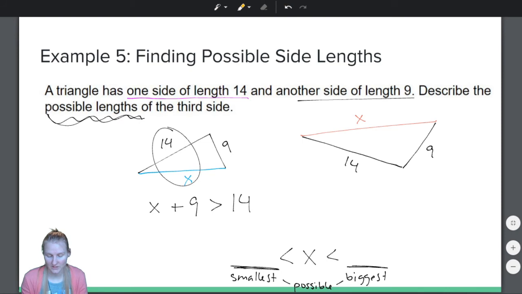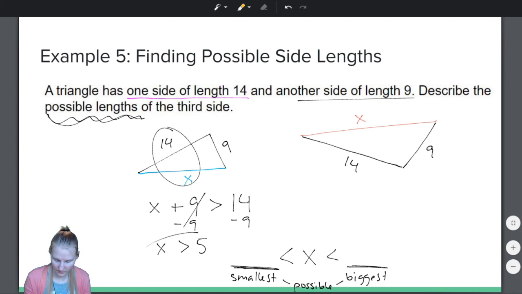So x plus 9 needs to be bigger than 14. And hey, if we think back to algebra, we know how to solve an inequality like this. I'm just going to subtract 9 from both sides. And we see that x must be bigger than 14 minus 9, which is 5. So x has to be bigger than 5.